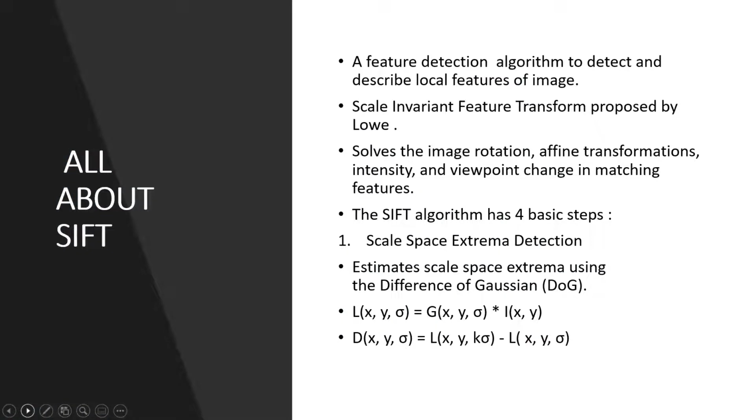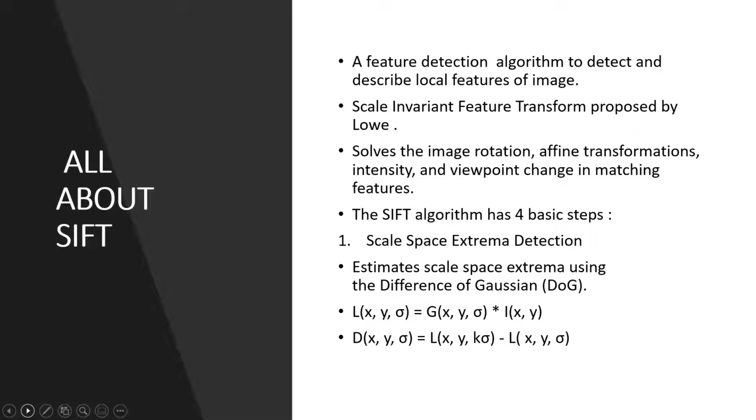Let's look at the algorithm of SIFT and why it is not so attractive. Scale Invariant Feature Transform was proposed by David Lowe in 1999. This is a feature algorithm to detect and describe local features of an image. This algorithm performs very well even in case of image rotation, affine transforms, intensity changes, and viewpoint changes in 4 basic steps.